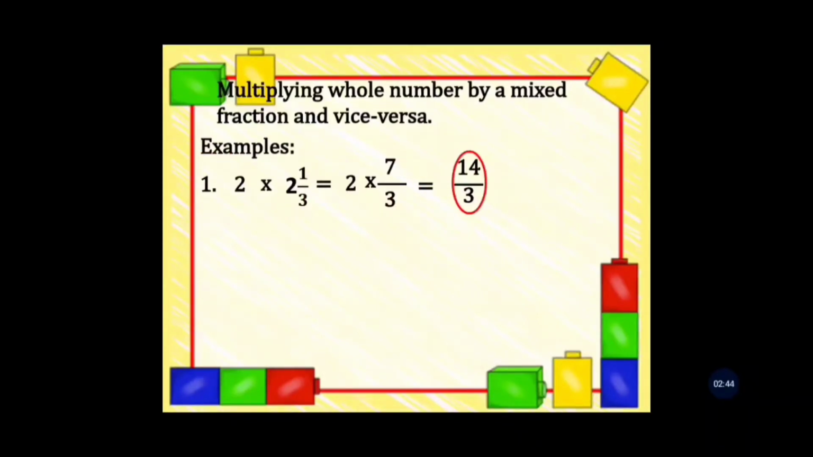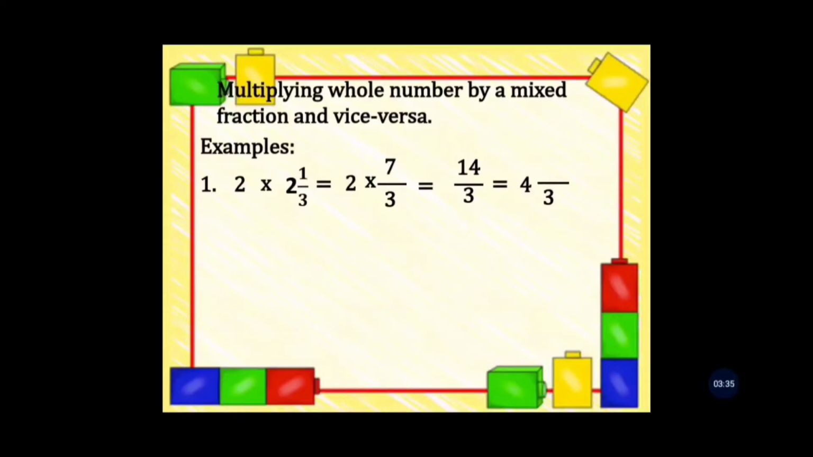Therefore, we need to simplify, or we are going to reduce our answer to the lowest term. So, let us have now an equal sign, then a fraction sign. Ang gagamitin ko dito ay ang shortcut method to reduce the answer into the lowest term. Copy lang natin yung denominator here, 3. Then, ask now, how many 3 are there in 14? Ilang tatlo daw ang meron sa 14? 4, di ba po? So, ilalagay natin yung 4 as a whole number here.